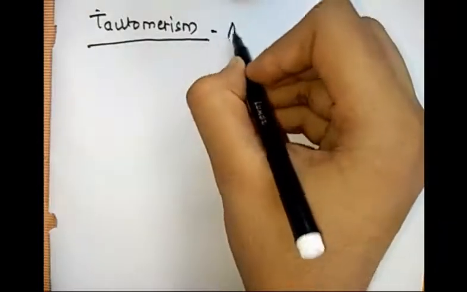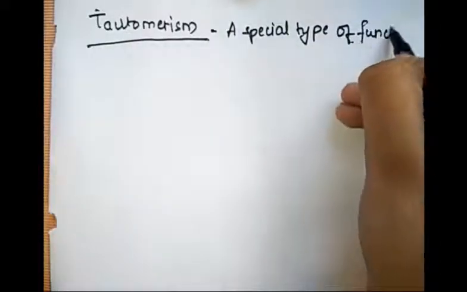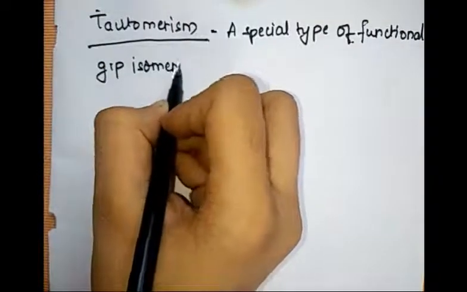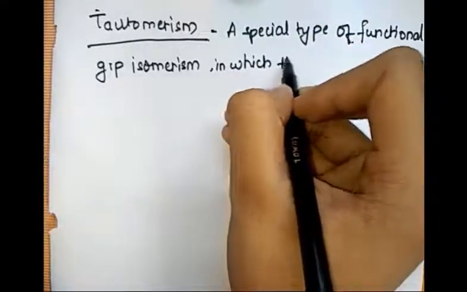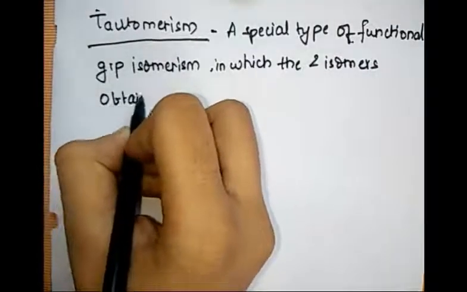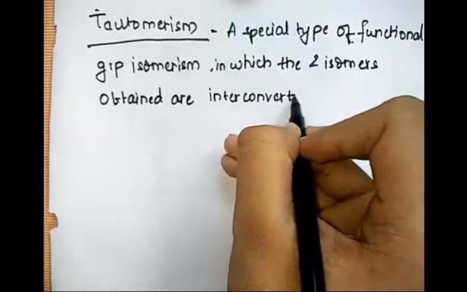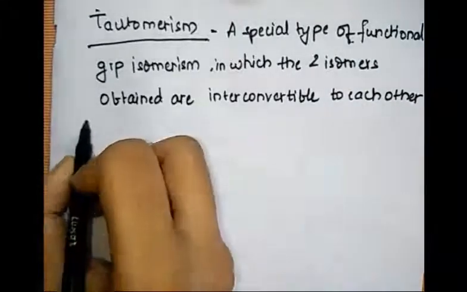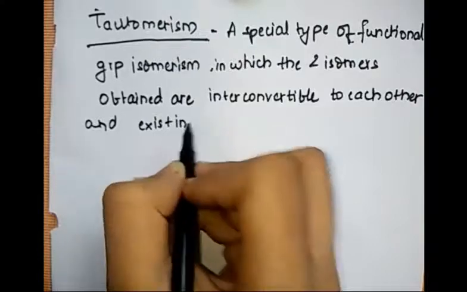So, special type of functional group isomerism in which the two isomers obtained are interconvertible to each other and exist in equilibrium.